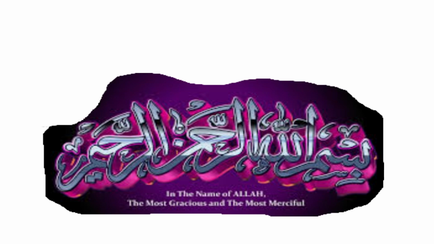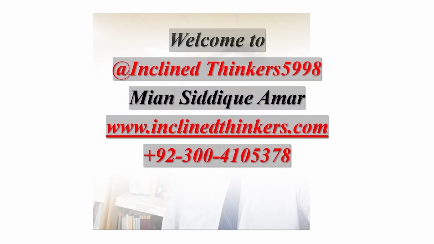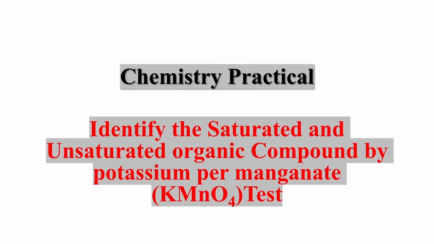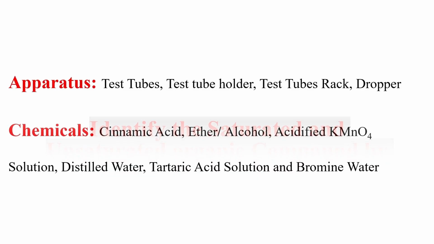Students, we are going to discuss the chemistry practical regarding organic compounds. Organic compounds are either saturated or unsaturated. So we will identify the saturation or unsaturation of organic compounds with the help of potassium permanganate, or KMnO4. The title of the chemistry practical is identifying saturated and unsaturated organic compounds by the potassium permanganate test, the KMnO4 test.